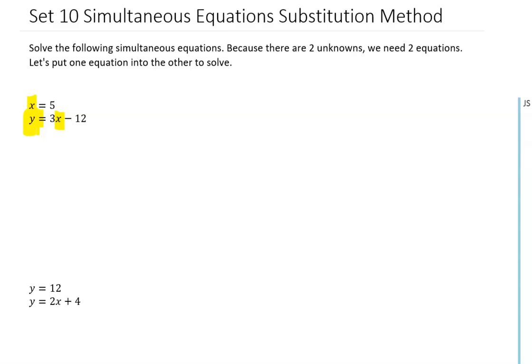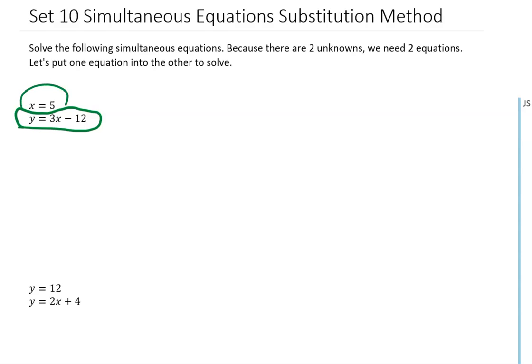And I'll show you what I mean by that. So we are going to use one equation to help us solve the other equation. Because if you have a look at this one here, there's an x and a y in there. Now what's nice about this equation, however, is that we've been given this other equation where x is just equal to 5.